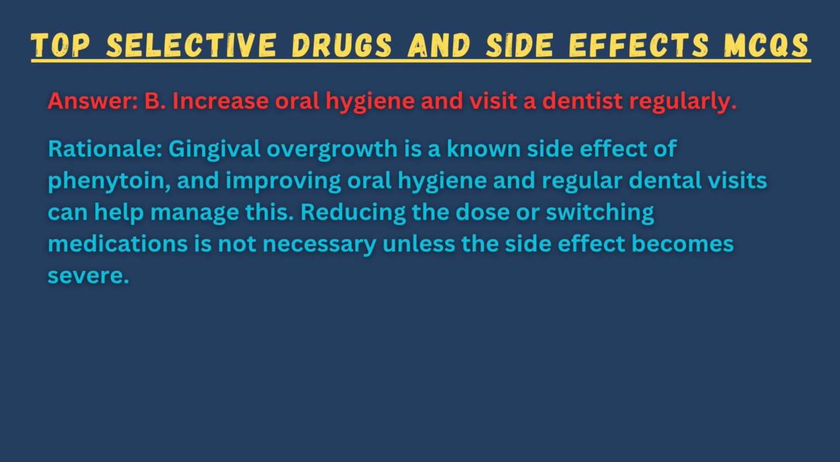Answer: B. Increase oral hygiene and visit a dentist regularly. Rationale: gingival overgrowth is a known side effect of phenytoin, and improving oral hygiene and regular dental visits can help manage this. Reducing the dose or switching medications is not necessary unless the side effect becomes severe.